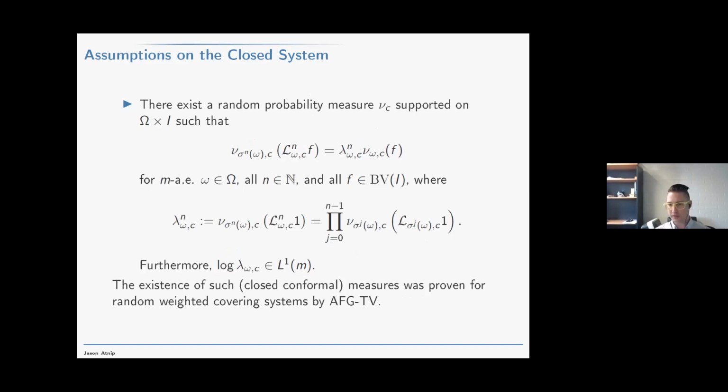Now, before we get to holes, we need some more assumptions on the general closed system. And so what we're going to assume is that there exists some random probability measure nu_c, which is going to be our closed conformal measure, meaning that it satisfies this property that nu of the n-fold push forward is going to be equal to some lambda to the nth power times nu of f on the omega fiber. Okay. And this is going to hold for any f in BV. And additionally, we also want to assume that this lambda_omega_c multiplier is going to be log integrable.